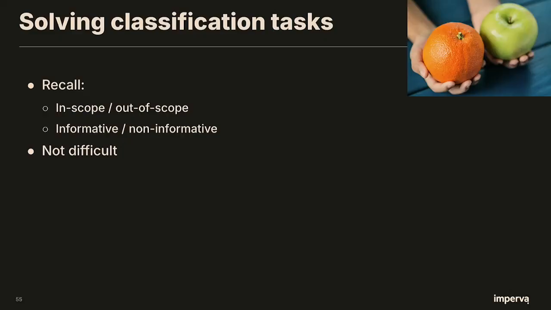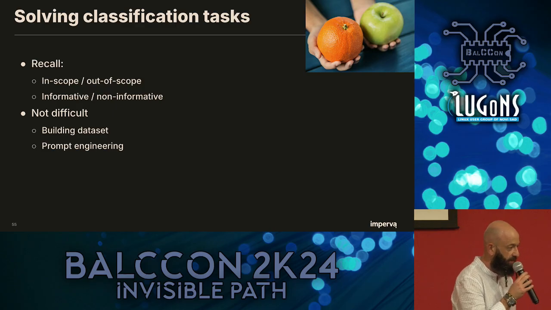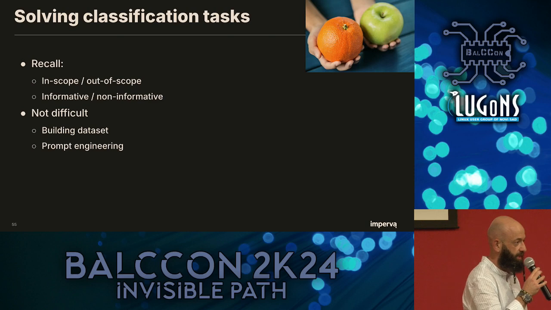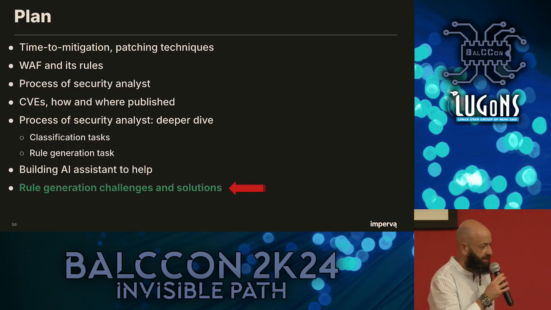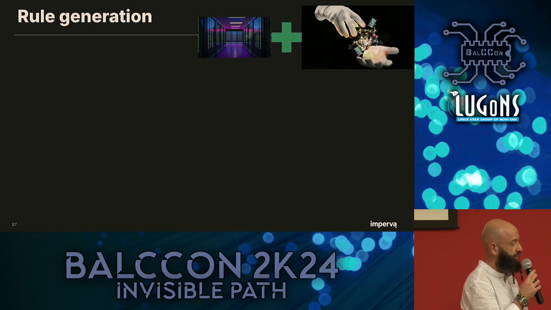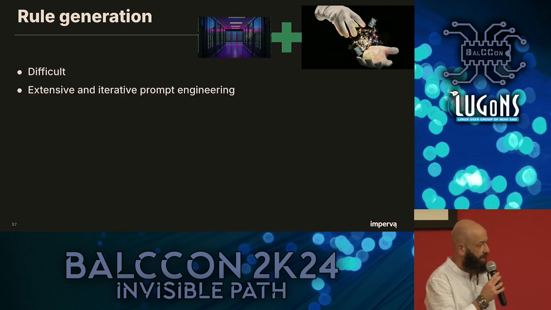So to solve the classification tasks I mentioned, the in scope and out of scope classification, and also the informative and non-informative classification, it turned out that it was fairly easy. We had to build a data set and do prompt engineering at a not very complex level. And this is because text classification is a very natural task for large language models. But when we came to the rule generation, it turned out to be a much more complex task.